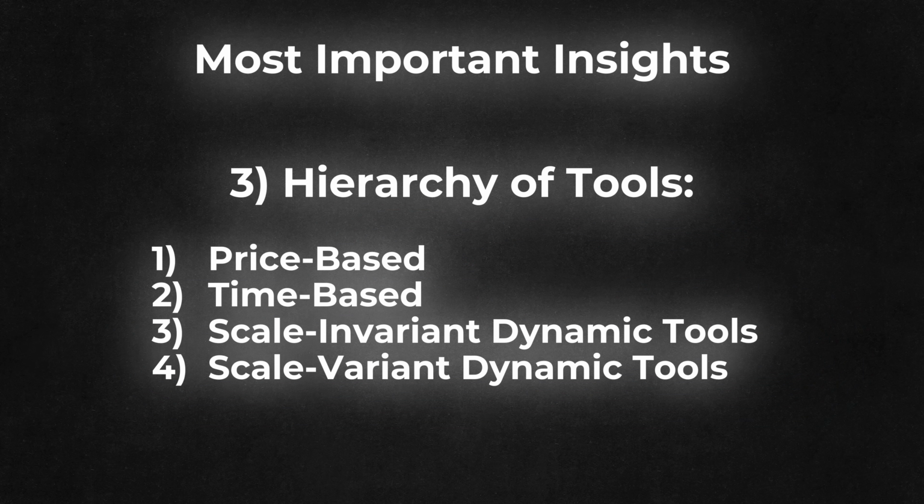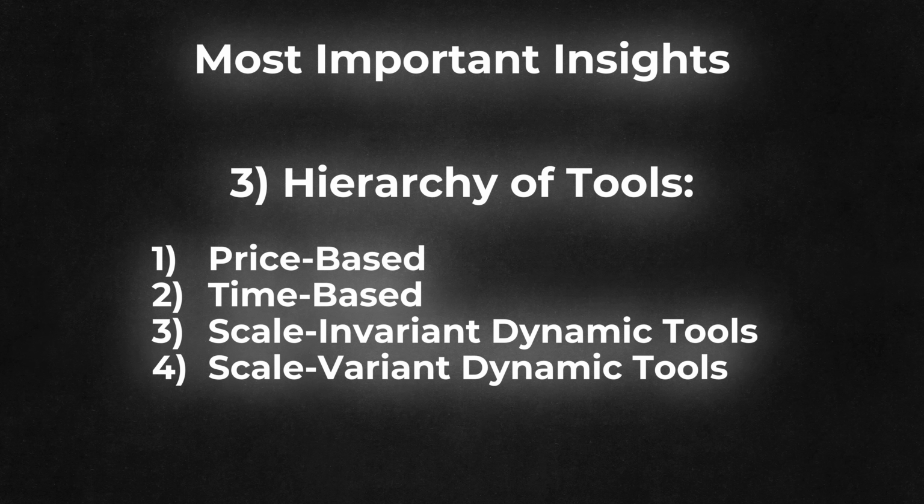Number 3. Hierarchy of tools. By far, the most powerful Fibonacci tools are the price-based tools. In second place, the time-based tools. In third, the dynamic scale invariant tools. And in last, the dynamic scale variant tools. This last set of tools is not really worth paying attention to in my experience. The opportunity cost is too high.